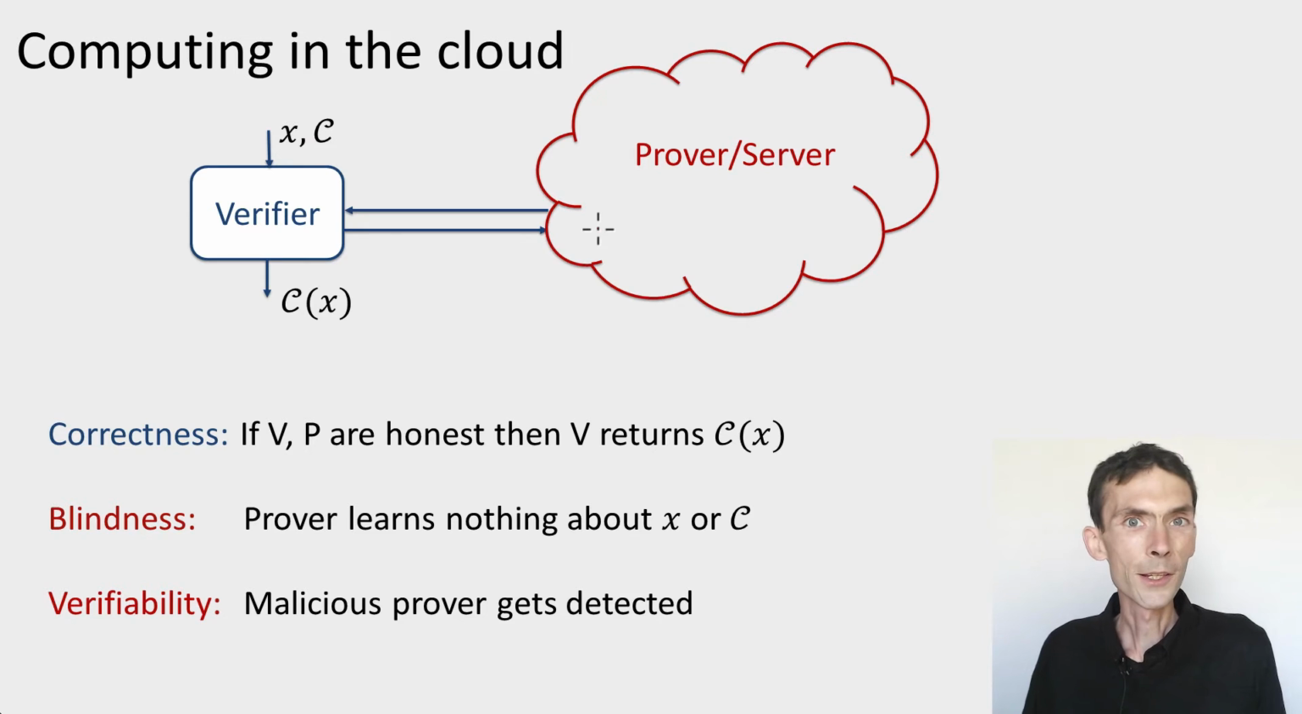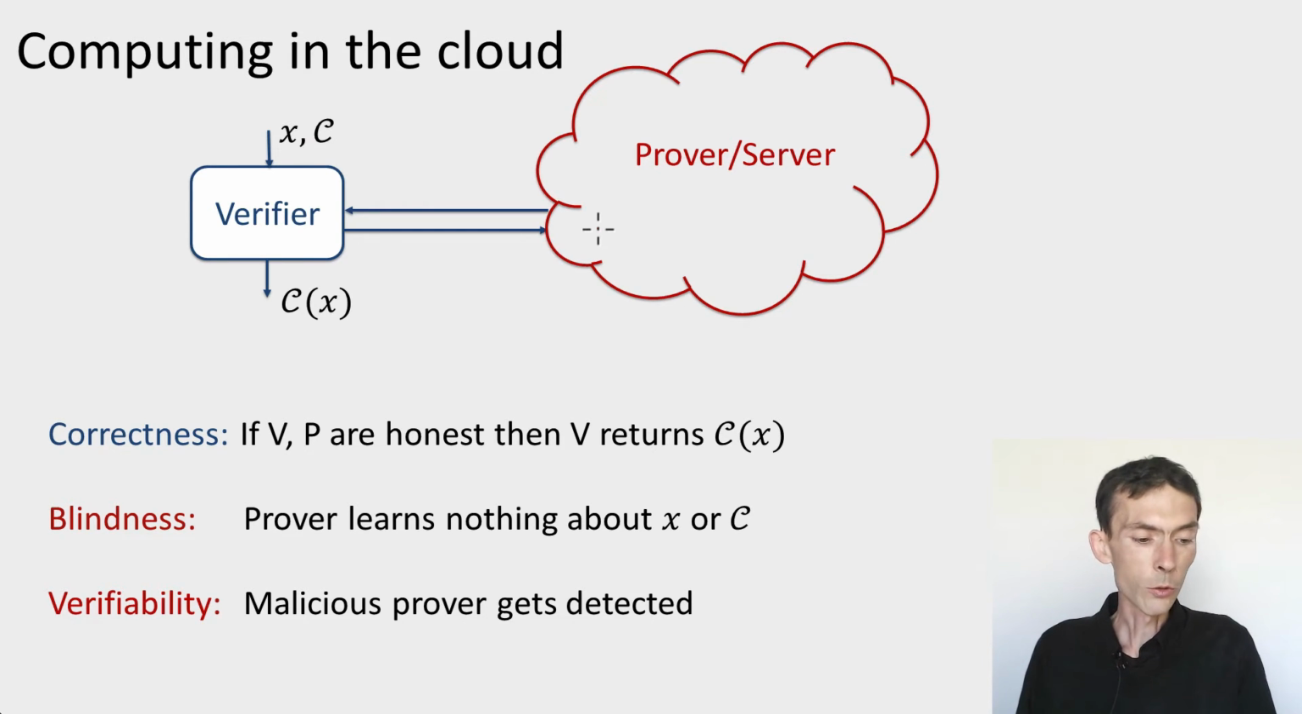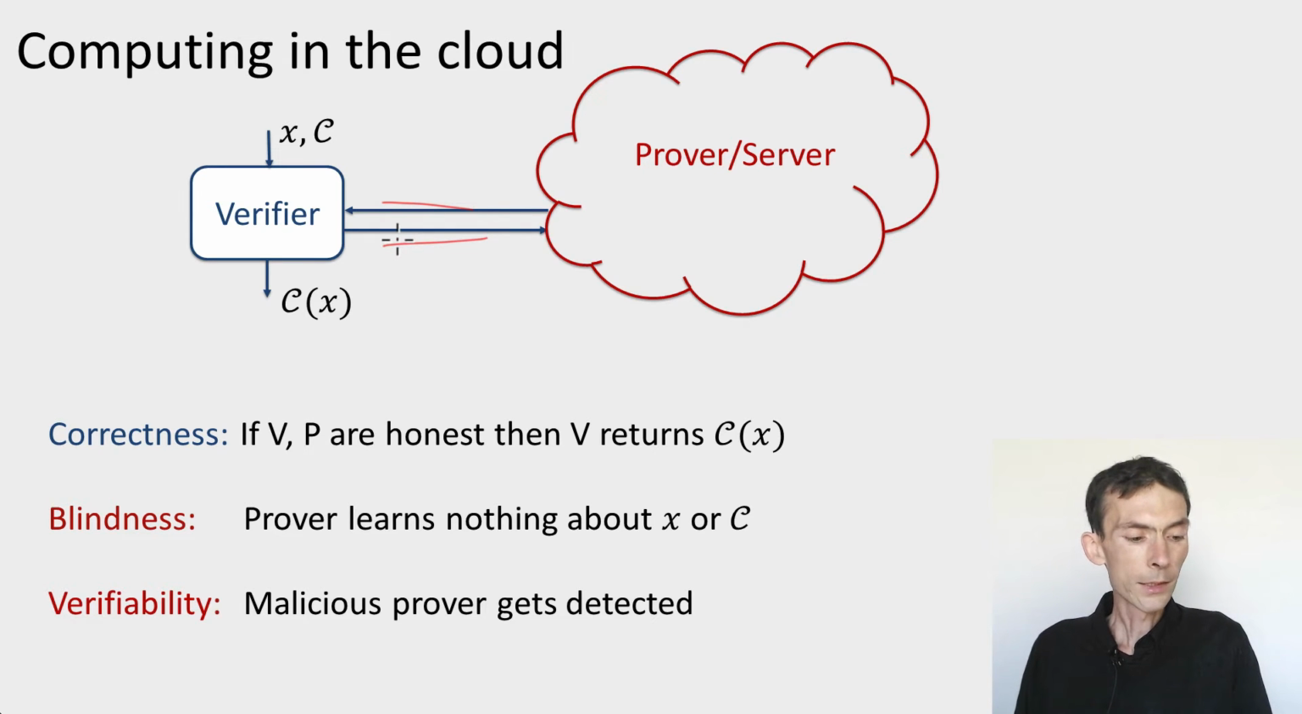We want a protocol that is correct, which means that if the verifier performs what it's supposed to do, if the prover behaves as an honest prover in the protocol, then whatever goes on in the interaction, at the end the verifier produces a result which is equal to the outcome that you would have obtained if you had run the circuit on the input and then measured the output qubit to obtain a classical output C of x.